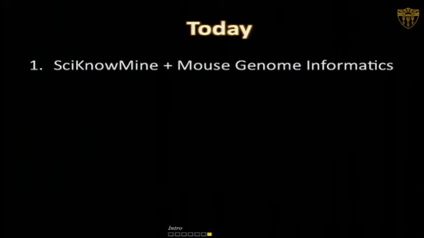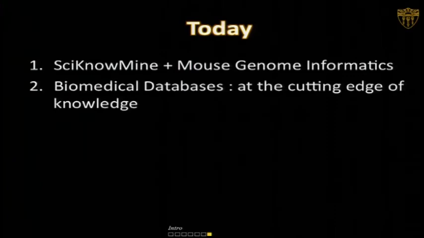Today, just to give you a high-level overview of the plan, we're going to start off with me talking about the SciKnowMine project specifically, to give you a high-level view of, first of all, what the context for the meeting is, but also we're going to talk a lot about the Mouse Genome Informatics project, because they were the ones who were collaborating with us most to start with, and so that sets the scene for what kind of work we're trying to do.